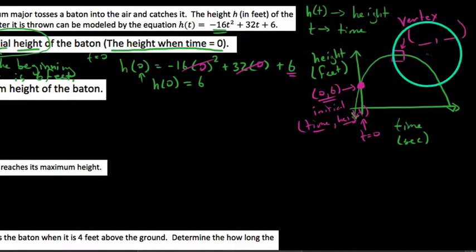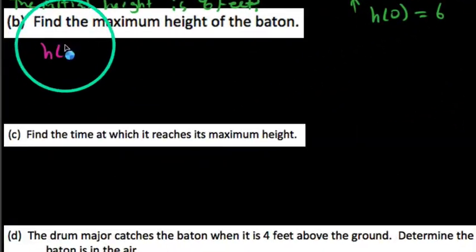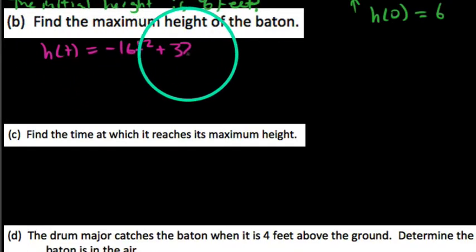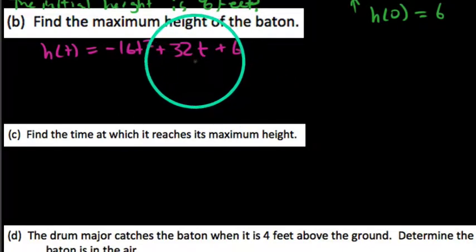Now my suggestion is that we actually take this function in standard form and we rewrite it into vertex form so that we could really easily see the values of h and k. So in order to find the maximum height, we're going to take the function we're given here, h of t, which is this negative 16t squared plus 32t plus 6, and we're just going to complete the square to rewrite this into vertex form.